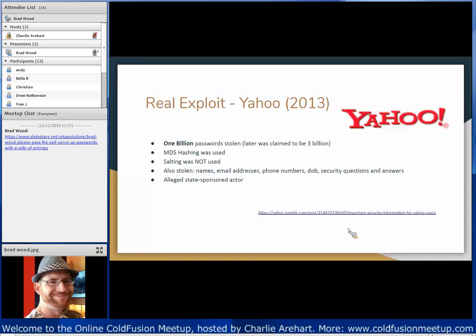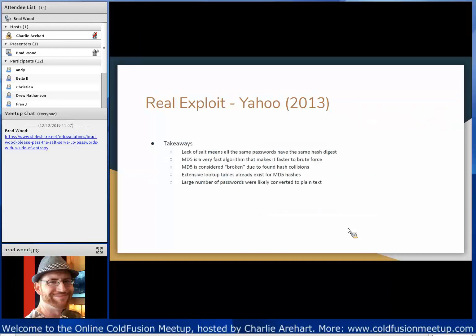This is an interesting hack because it was alleged to have been a state-sponsored actor, and that's a really fancy way of saying another government of a country somewhere else in the world actually did this themselves. It wasn't just a guy in his mom's basement on dial-up, right? This is quite possibly another evil regime somewhere that may have perpetrated the hack.